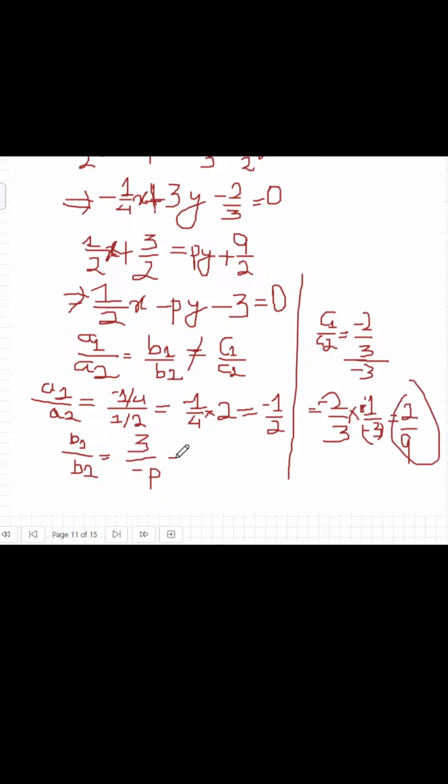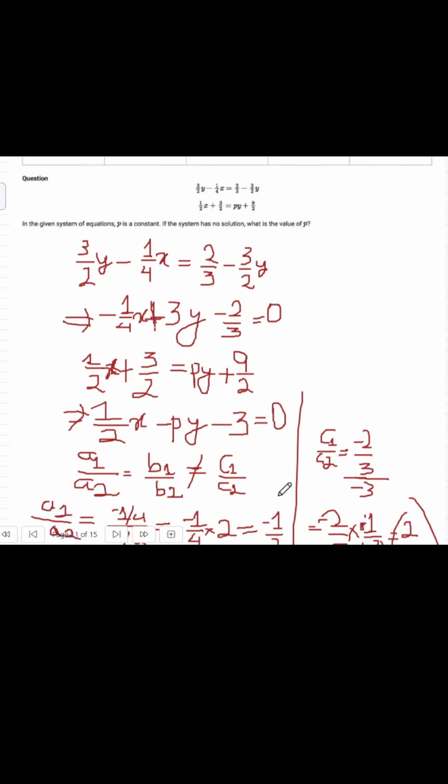But b1 by b2 should be equal to a1 by a2, which is minus 1 by 2. So 3 by minus p is equal to minus 1 by 2. The negatives cancel out and we'll have p is equal to 6. So p should be equal to 6. So 6 is the correct answer.